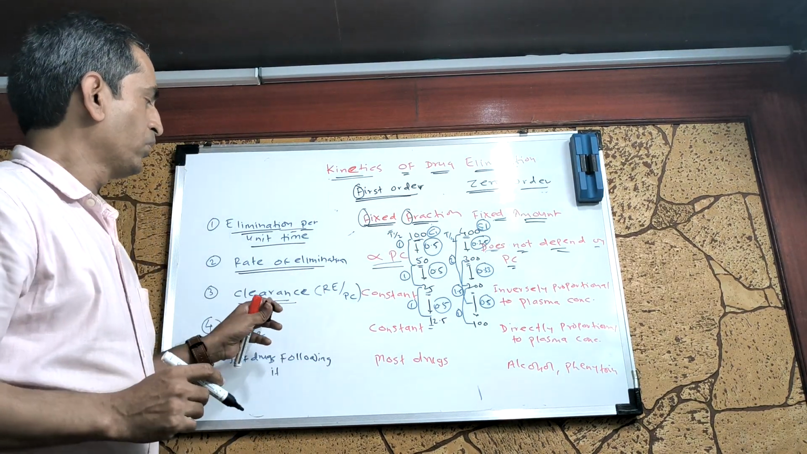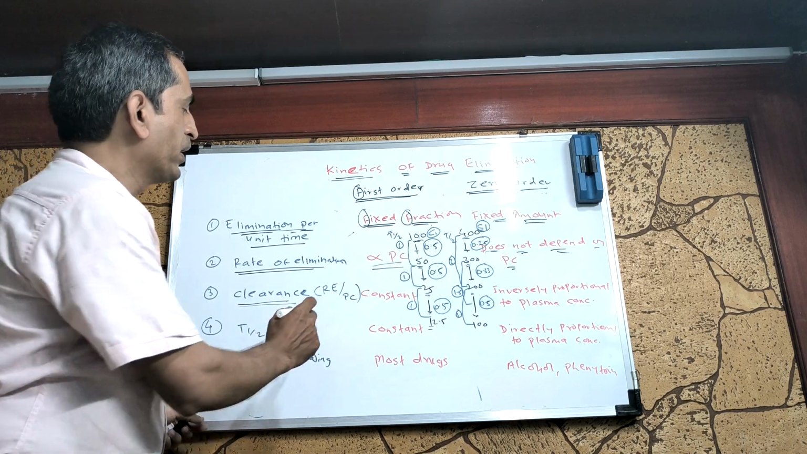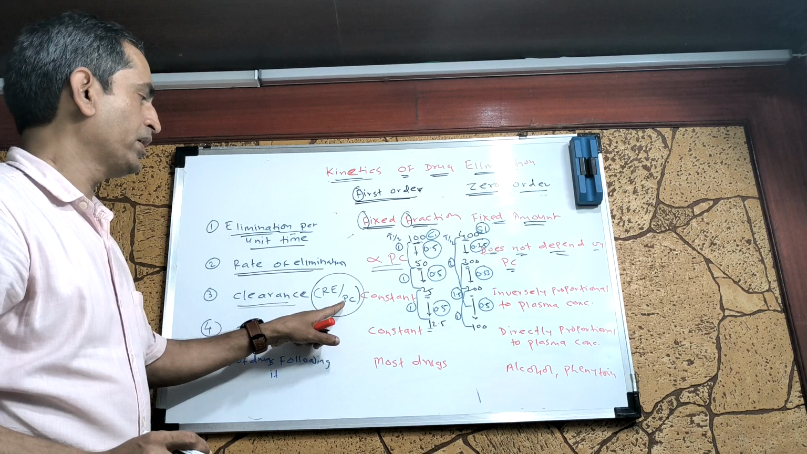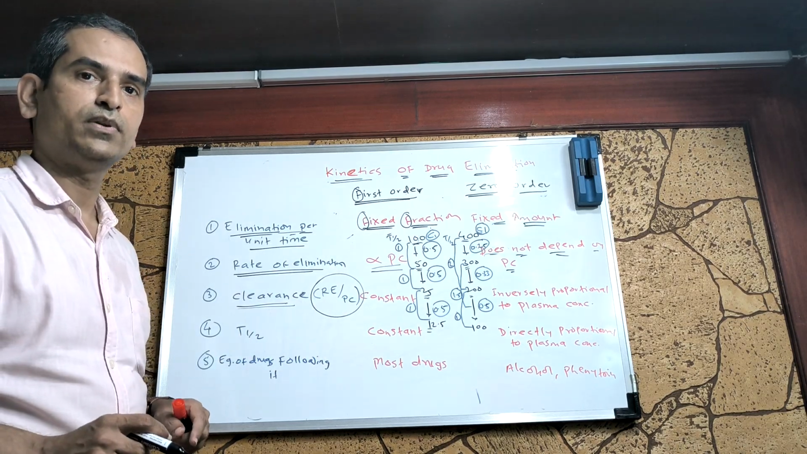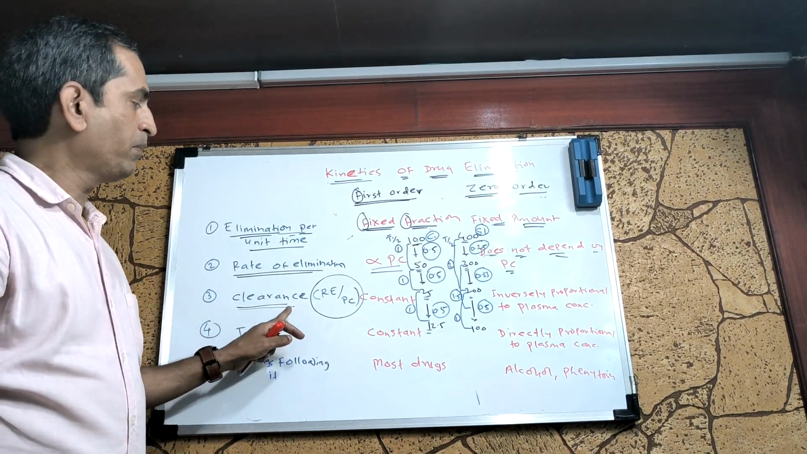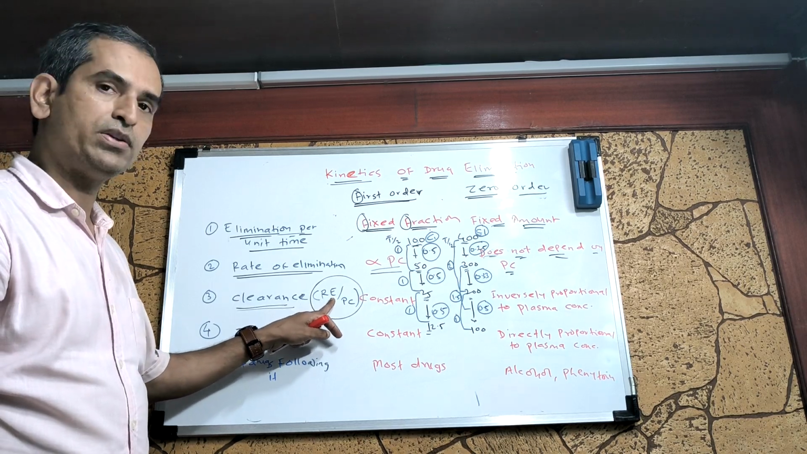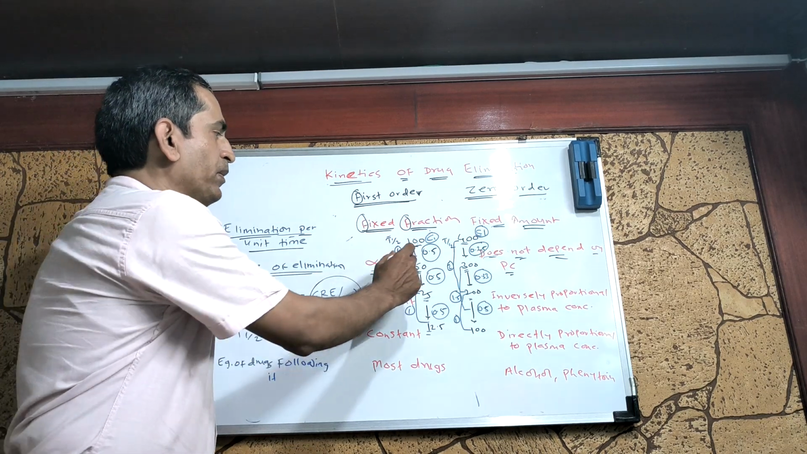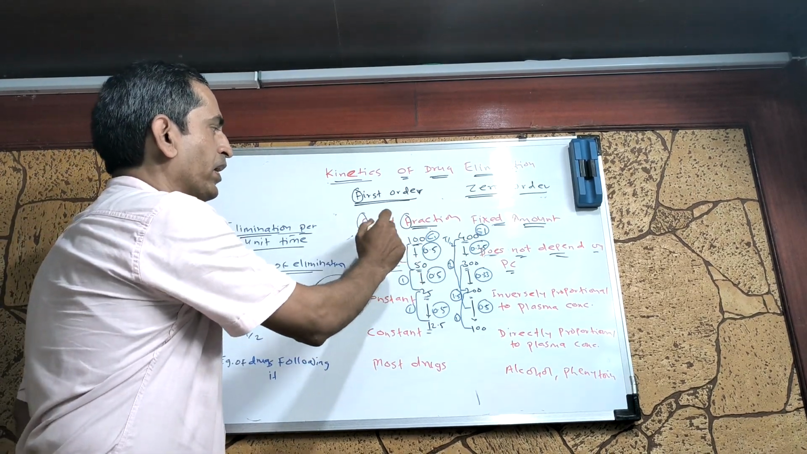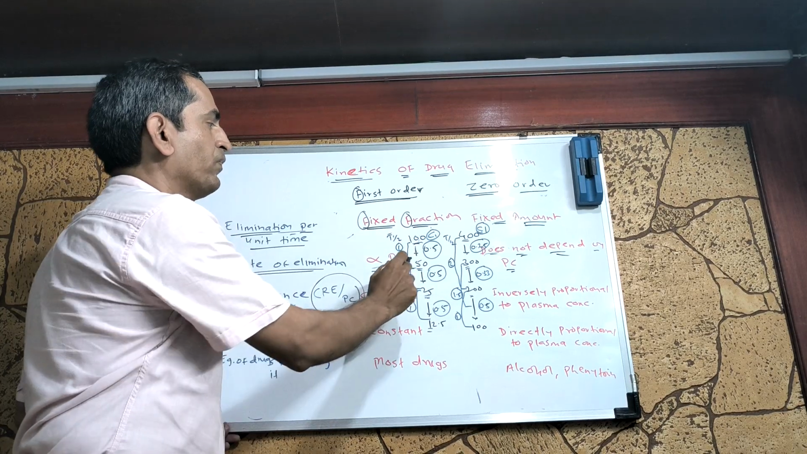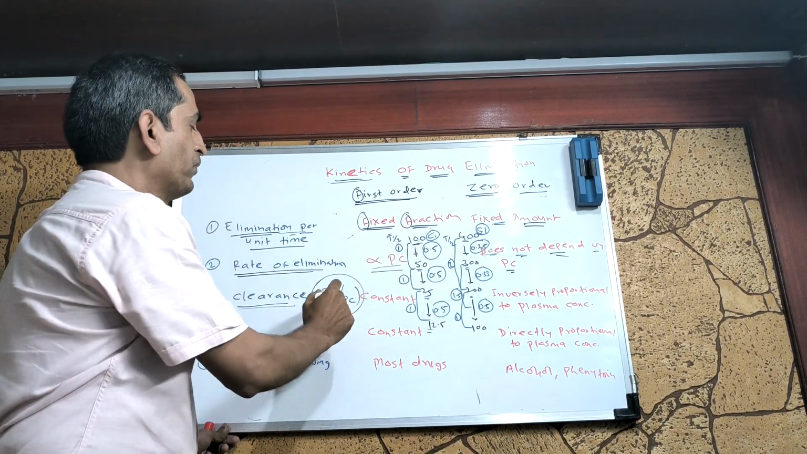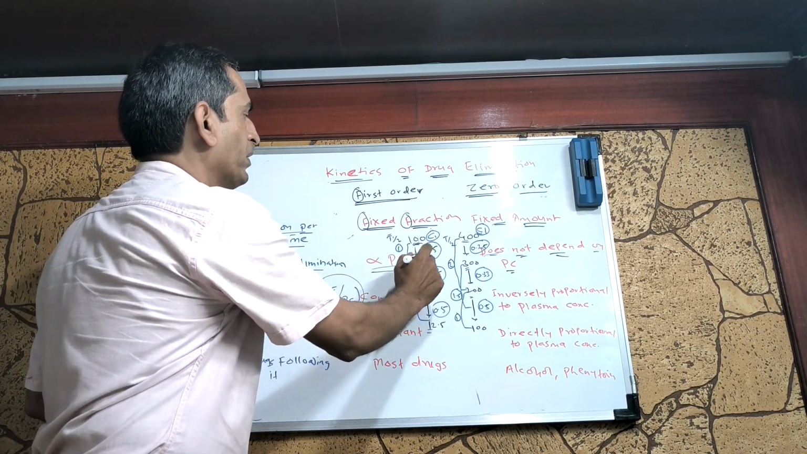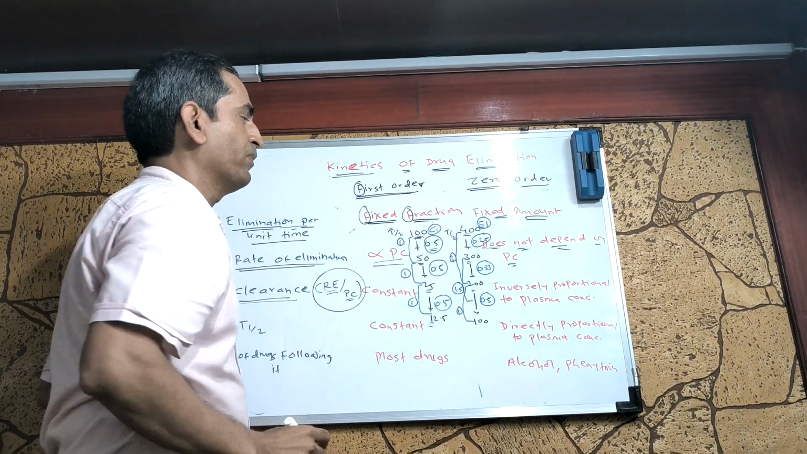Now, to understand the concept of clearance, we have to understand the formula, and the formula is rate of elimination divided by plasma concentration. So clearance is calculated by the formula rate of elimination divided by plasma concentration. Now the rate of elimination here in the first order kinetics was 50, and the concentration was 100. So 50 divided by 100 becomes 0.5.